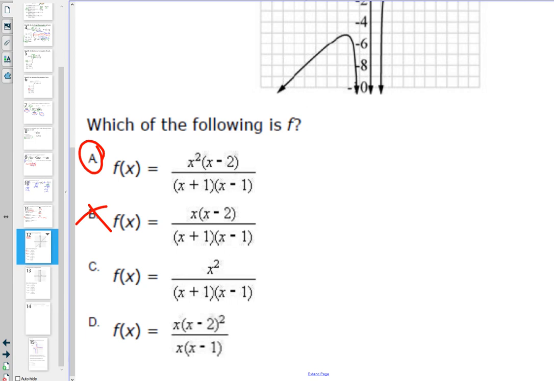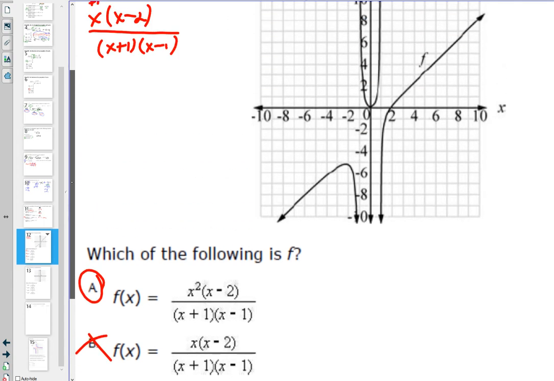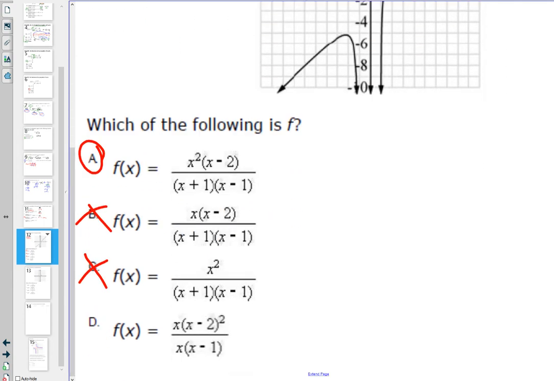It's missing an x-intercept, and the degrees are the same, so no good. How about the last one? The degrees work out. The asymptote is supposed to be at 1 and -1, but that's not a vertical asymptote. So actually, that would be a hole there. Yeah, it can't be.